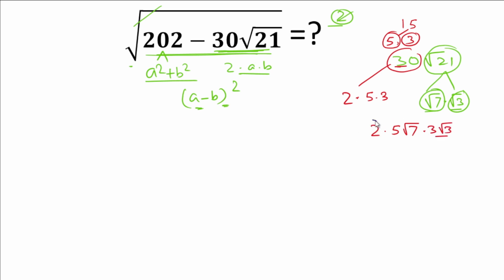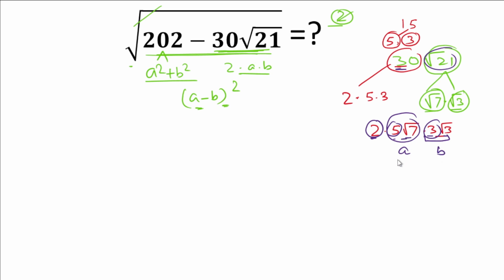Now for checking, if we multiply 2 and 5 it is 10, 10 times 3 is 30. So here it is 30. 7 multiplied by 3 is 21. So it is 30 and 21. Now we have 2 here, and this value is a, and this value is b.